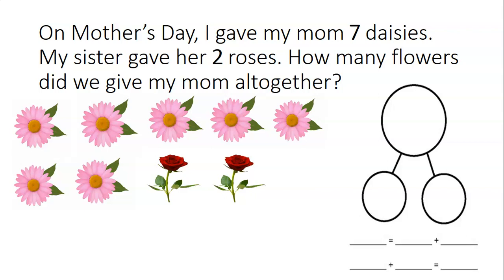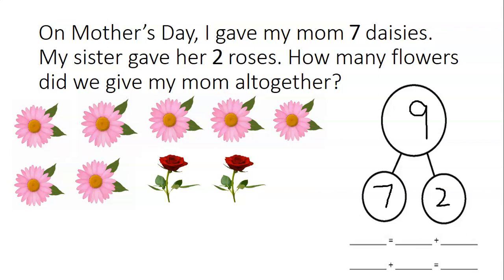So I see my pictures. I see my flowers in 2 parts. I see them in daisies, and then I see them in roses. So how many daisies did we have all together? We had 7. 1, 2, 3, 4, 5, 6, 7. So that's going to be 1 part. Then we had 2 roses. 1, 2. And then how many did we have all together? That's right, 9. 5, 6, 7, 8, 9.